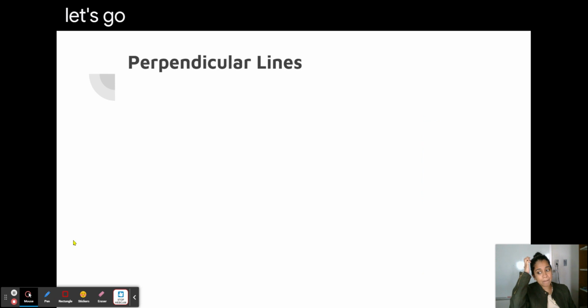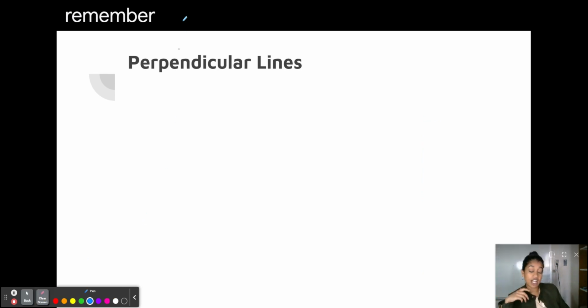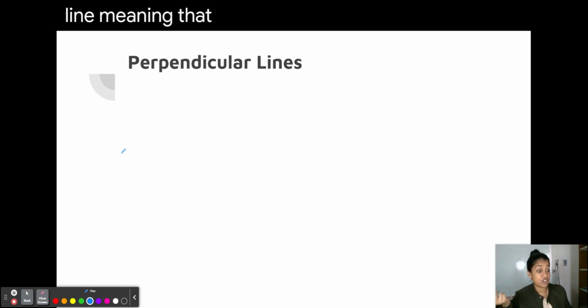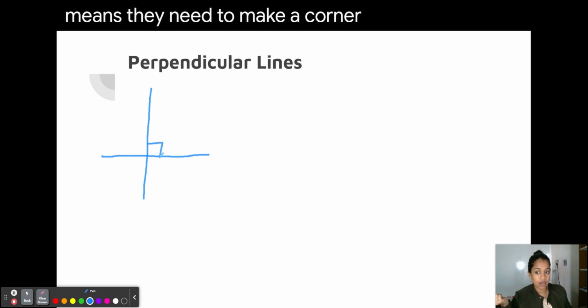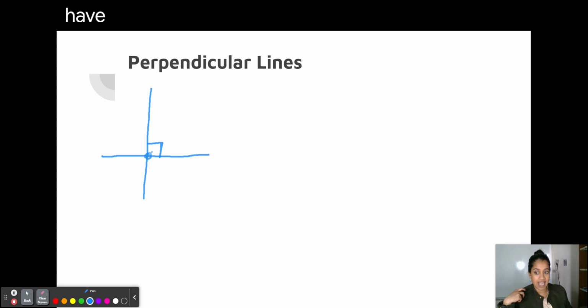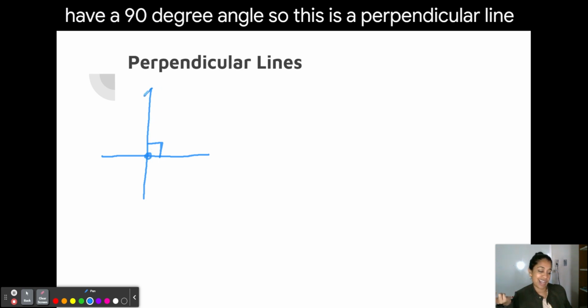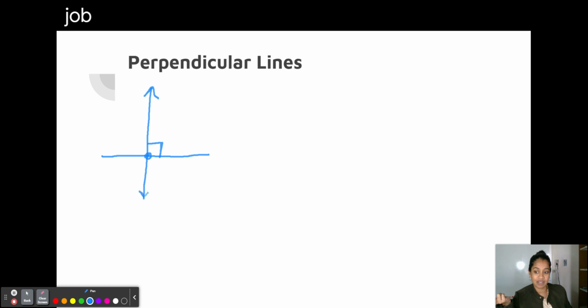All right, let's look at perpendicular lines. Remember, perpendicular lines are a type of intersecting line, meaning that they are going to meet. And those are lines that need to meet at 90 degrees. That means they need to make a corner wherever they meet. So right here, we have a 90-degree angle. So this is a perpendicular line, kind of, to the best of my ability. I'm not doing a great job drawing them.